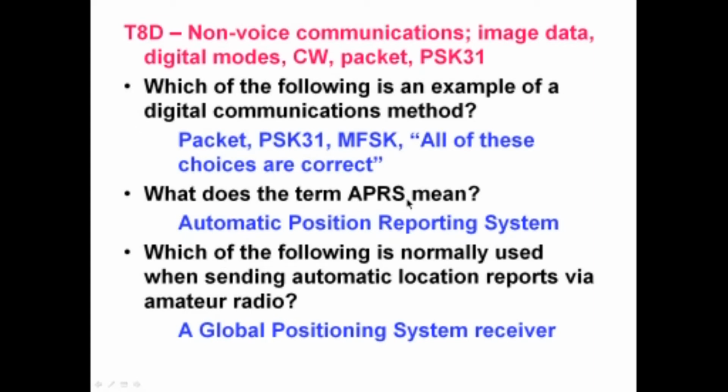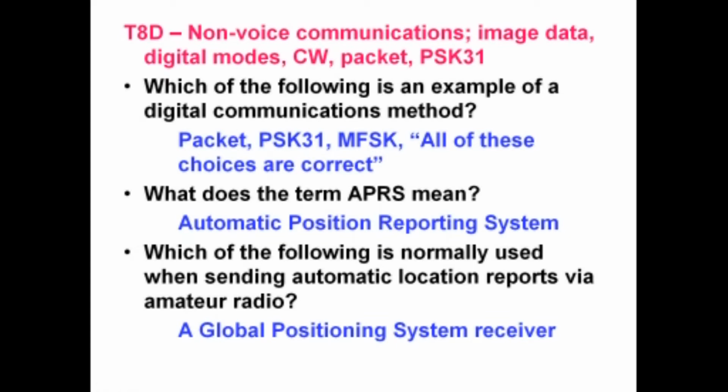What does the term APRS mean? That's Automatic Position Reporting System. This is a system that connects up to a GPS with your transmitter, and every specified time period, every 30 seconds, 1 minute, 2 minutes, 5 minutes, whatever it's set for, it will transmit your location to another station. The GPS will feed the information into your transmitter. Your transmitter will send it through this automatic position reporting system to someone's receiver.